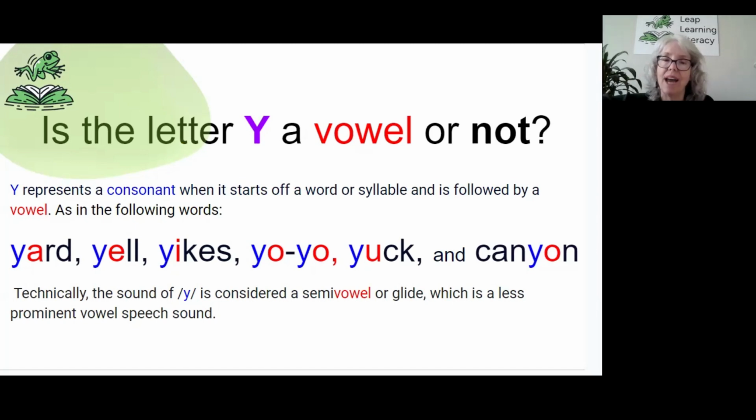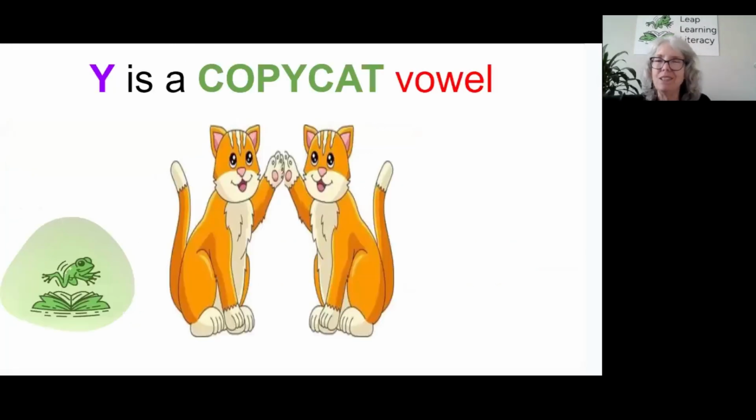Technically, the sound of Y is considered a semivowel or glide, which is a less prominent vowel speech sound. Y. You can feel the glide. Well, what does Y say when it's a vowel? Y is a copycat vowel. It does not have its own vowel sound.